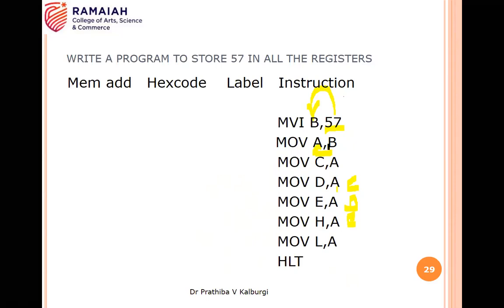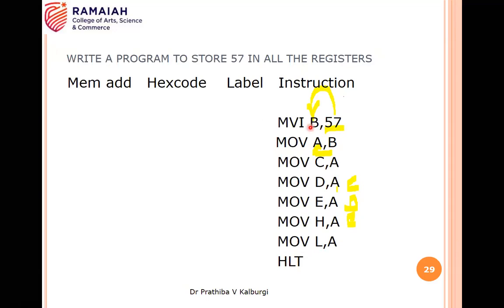How will we know when to stop, ma'am? You have used all your 6 general purpose registers. Can you see here? You have used A, B, C, D, E, H, L. What is my program? Write a program to store 57 in all the registers. So you have to use all the registers. How do you store the value in all the registers? Using your move instruction. What is the value? 57. So first you need to accept 57 in any one of the registers.